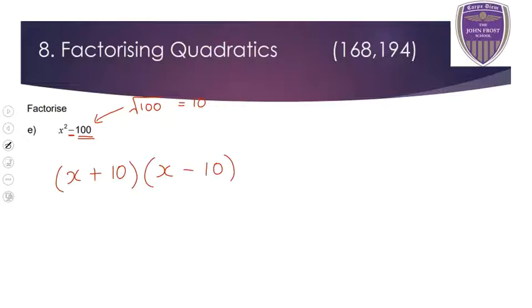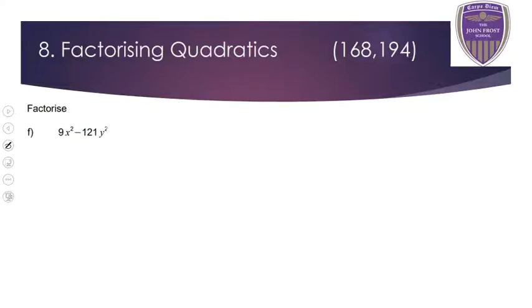Okay, because if you were to expand that now, you'd get x times x is x squared. You'd get 10x minus 10x, which is 0, and you'd get 10 times minus 10, which is minus 100. Okay, so it only works with square numbers. So this one looks harder than it is as well.